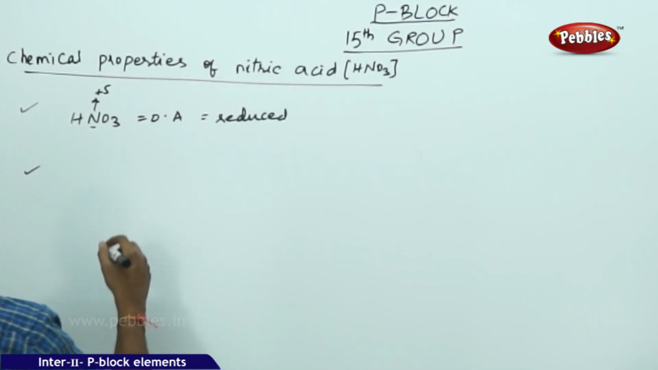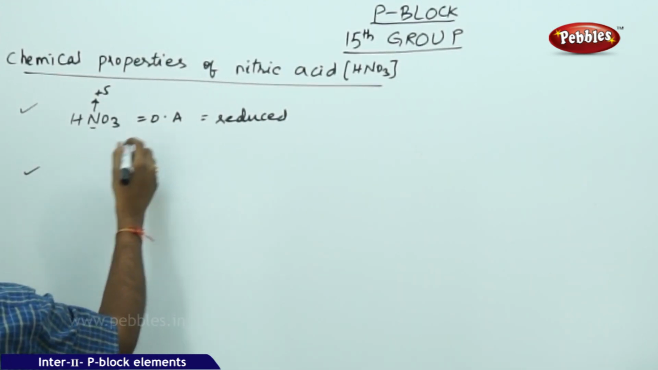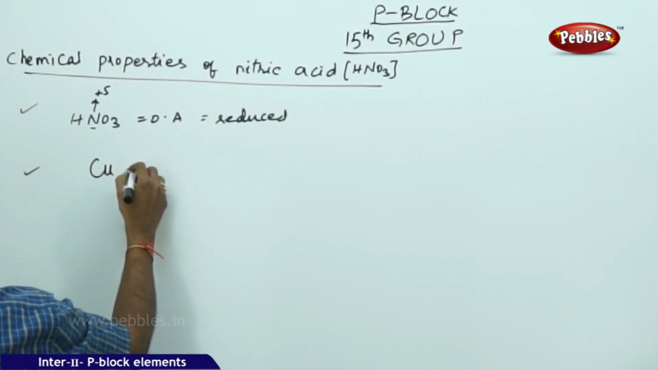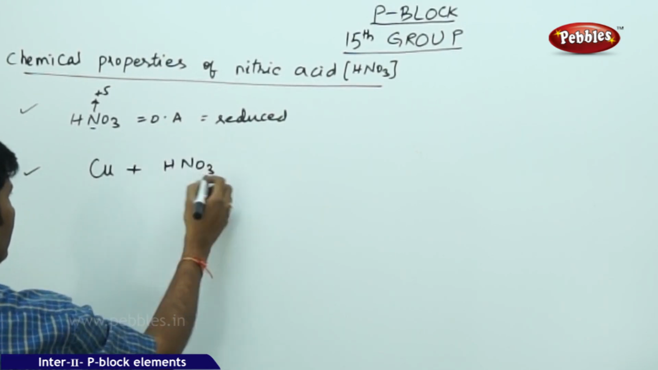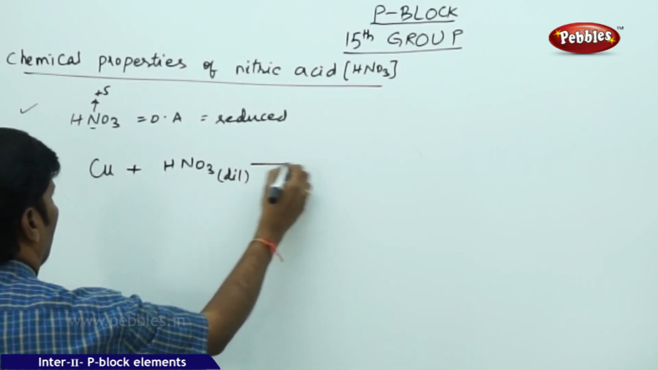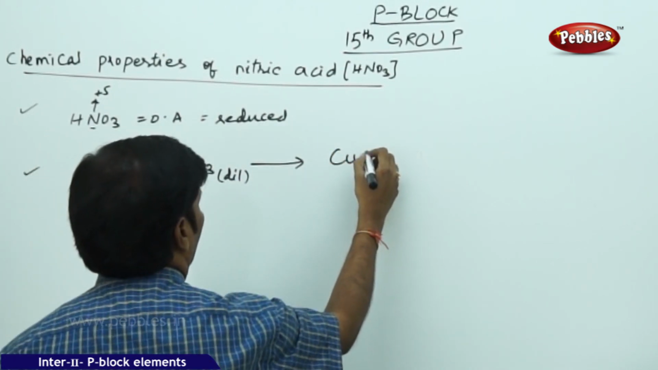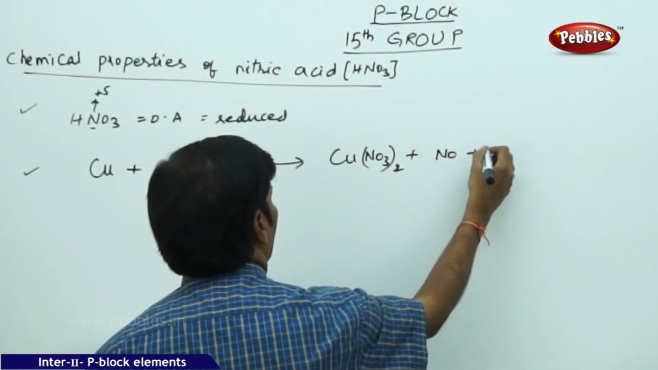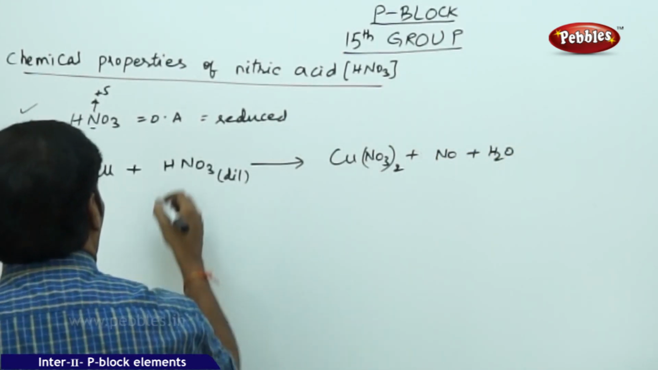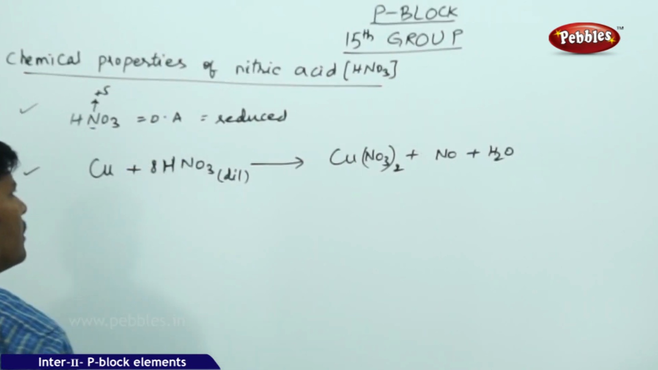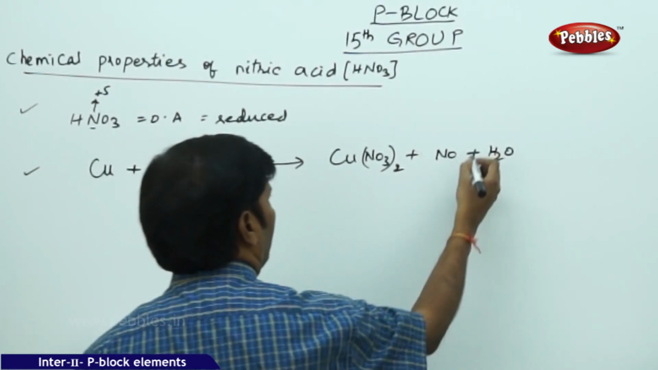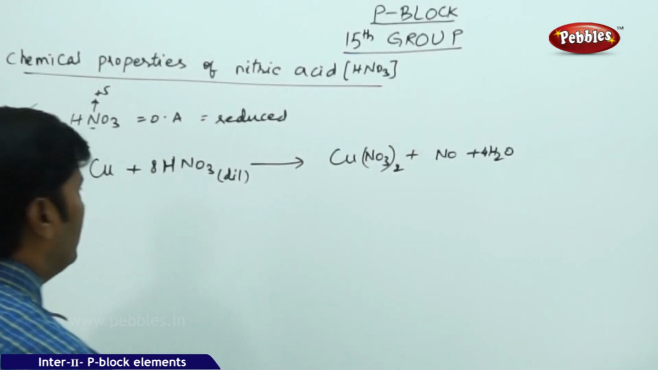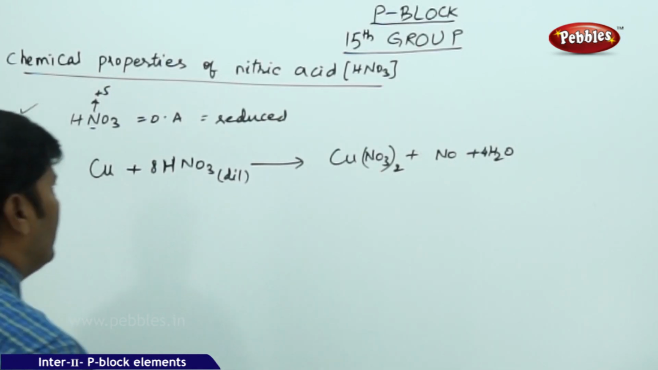So if you go for nitric acid, because it's a good oxidizing agent, it oxidizes. You take copper, and when you add nitric acid in the dilute state, you are going to get cupric nitrate plus nitric oxide plus H2O. Because it is dilute, suppose I take 8 hydrogens, then 4 moles of water. The number of oxygens: 8 3s are 24.